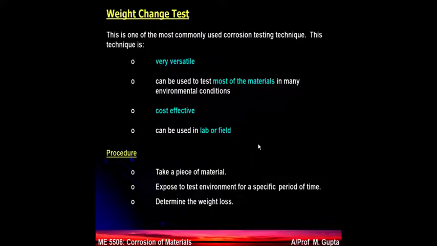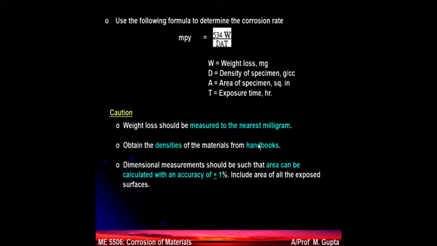So the weight change test is a very simple thing. What you need is an electronic balance, which will cost you just like $1,000 to $2,000. Very versatile. It can be used for most of the material, very cost effective, and can be used practically anywhere. So what you have to do is take a piece of material, expose it to certain atmospheric conditions, and find the weight loss or weight gain, and plug into this equation for the mils per year, and you get the rate of corrosion.